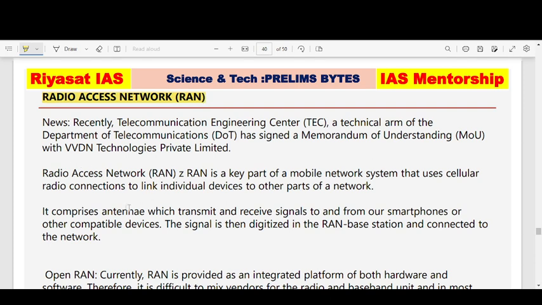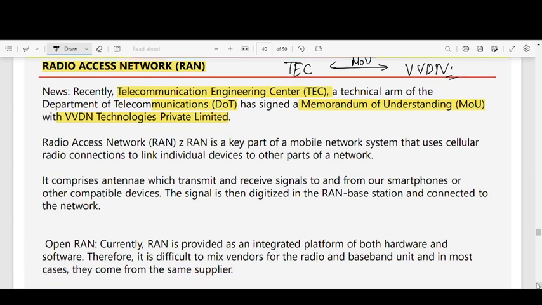Clear? Now, what is radio access network? Firstly, what is the news? News is that Telecommunication Engineering Center (TEC), which is a technical arm of DOT (Department of Telecommunication), has signed a memorandum of understanding with VVDN Technologies Private Limited. TEC has come under an MoU with VVDN. What type of MoU? To have a radio access network. Now you need to understand what is radio access network.